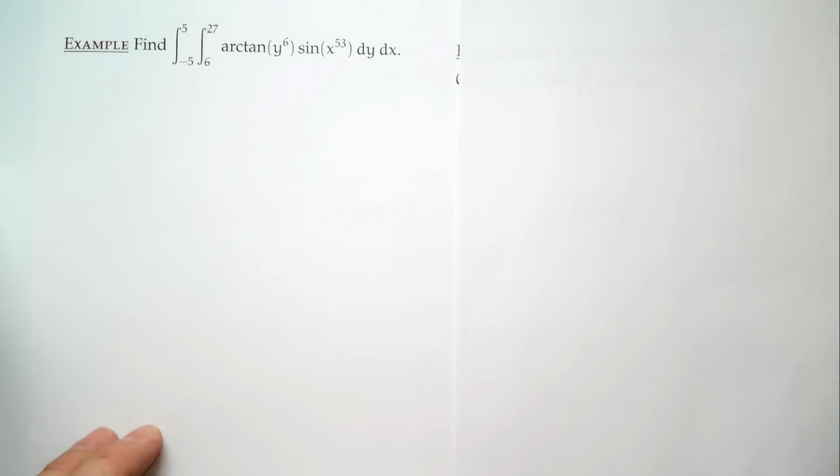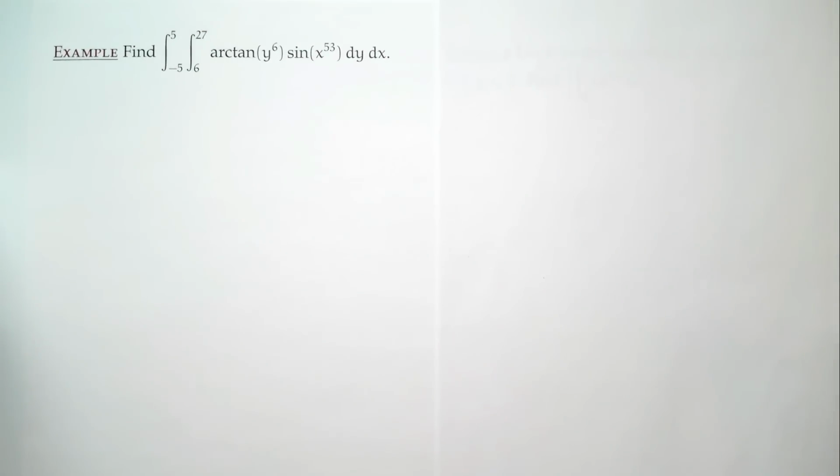Here's a simple integral. Find the integral from -5 to 5 of the integral from 6 to 27 of arctangent of y to the 6 times sine of x to the 53rd power dy dx. So we want to find the answer to this. As the integral is given to us right now, what do we have to do? We have to integrate with respect to y, because the inner layer is with respect to y.